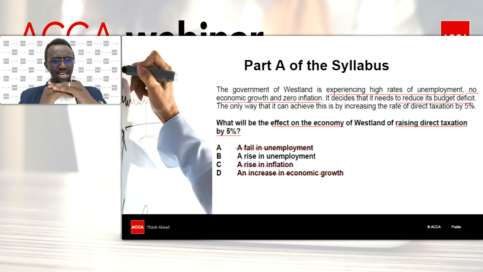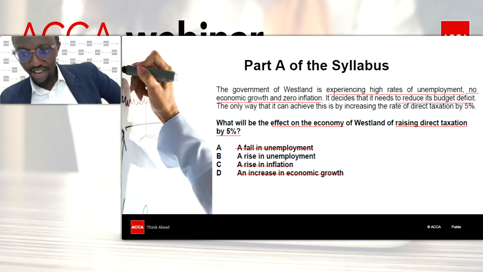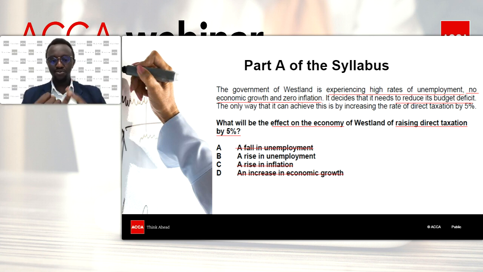And the only way that it can achieve this is by increasing the rate of direct tax by 5%. Wow. So already we are suffering. Already we have no unemployment, we have no jobs, the economy is not growing, inflation is zero, and you want to tax me because you want to reduce your budget. So what do you think will be the effect on the economy?